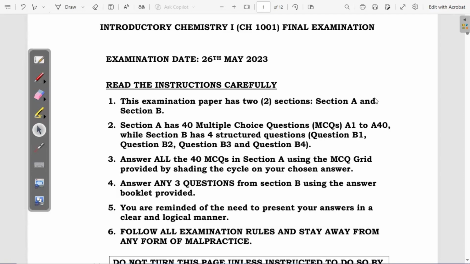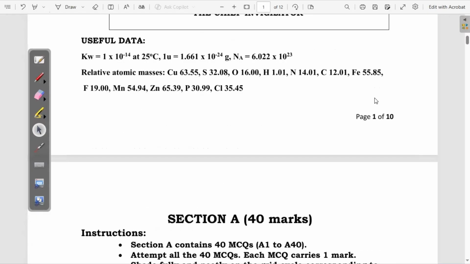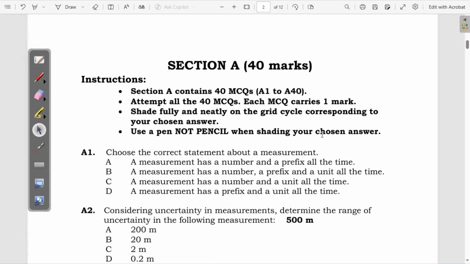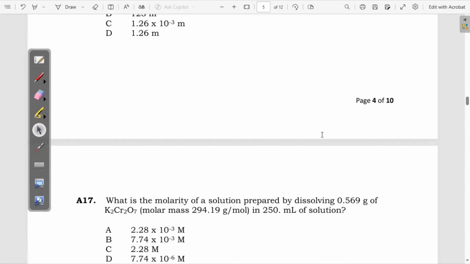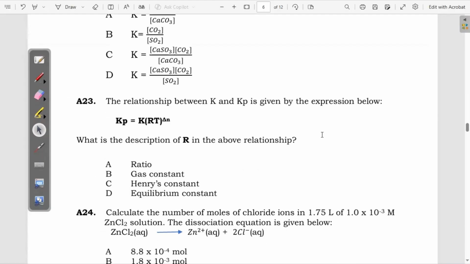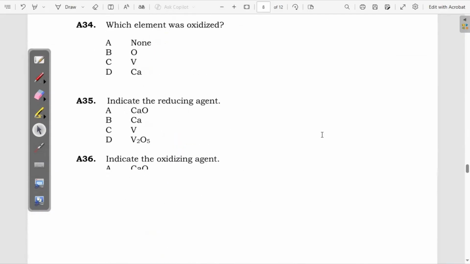By the end of watching this video, you should be able to answer exam questions very easily, because we're going to explain the concept in the easiest way. You can take a look here. This is section A, 40 multiple choice questions. We are going to answer all of these questions, up to question number 40.